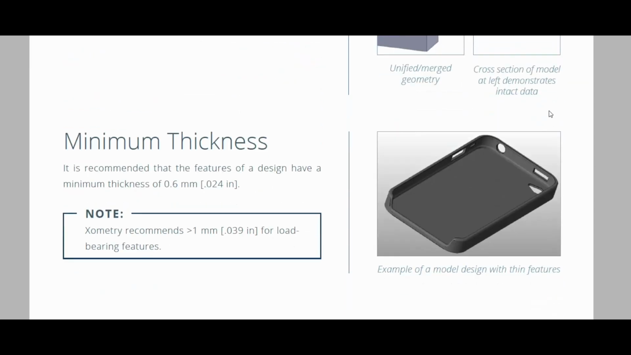In general, we recommend a minimum thickness of at least 0.6 millimeters on any feature or design. That's including text itself. Usually if you're doing a supporting wall, try to go over a millimeter. Even 1.5 millimeters is a very good general practice.